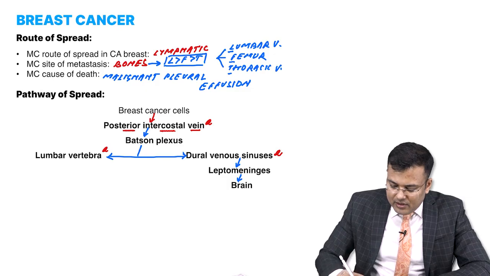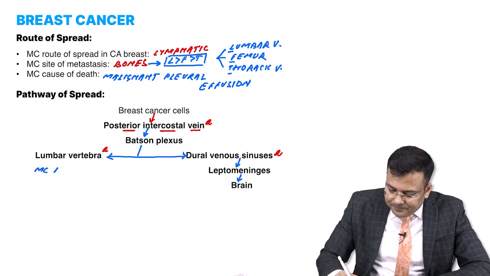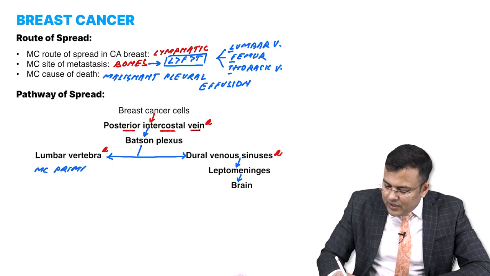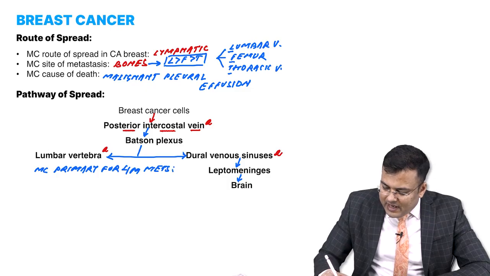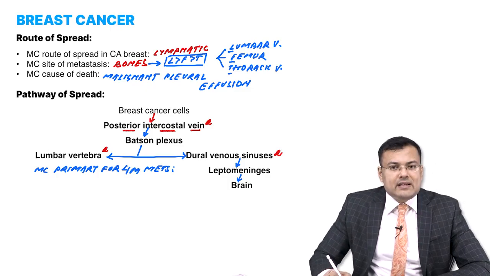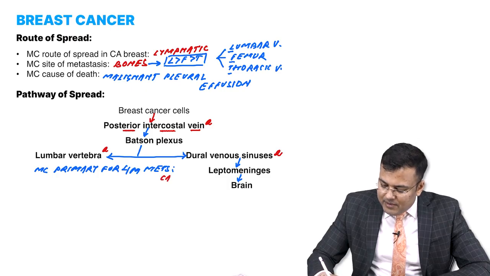And next question, what is the most common primary? Tell me, what is the most common primary for leptomeningeal metastasis? Means in the leptomeninges, malignant cells came from which malignancy? CA breast. So the most common primary for leptomeningeal metastasis is CA breast.